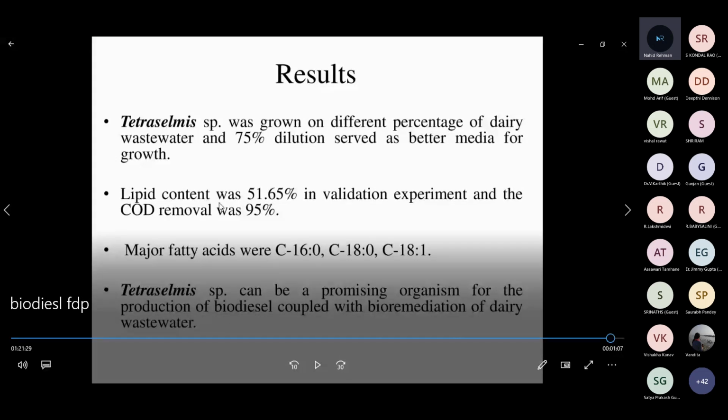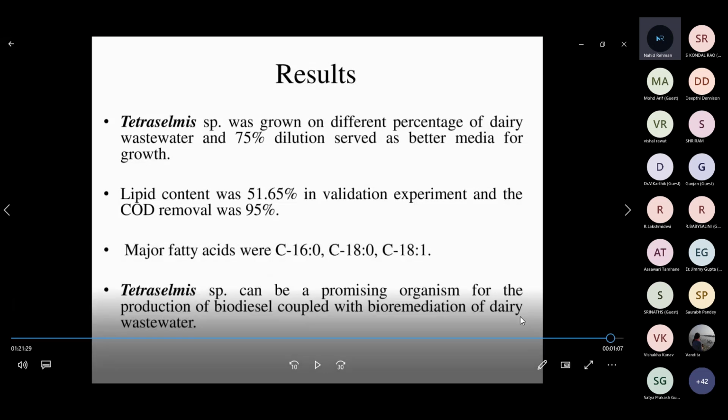And then we found 51.65% lipid content in the optimized and validated experiment. And in that condition, percent COD removal was 95%. So based on these results, we proposed that this Tetraselmis could be a very promising organism for biodiesel coupled with bioremediation of dairy wastewater.